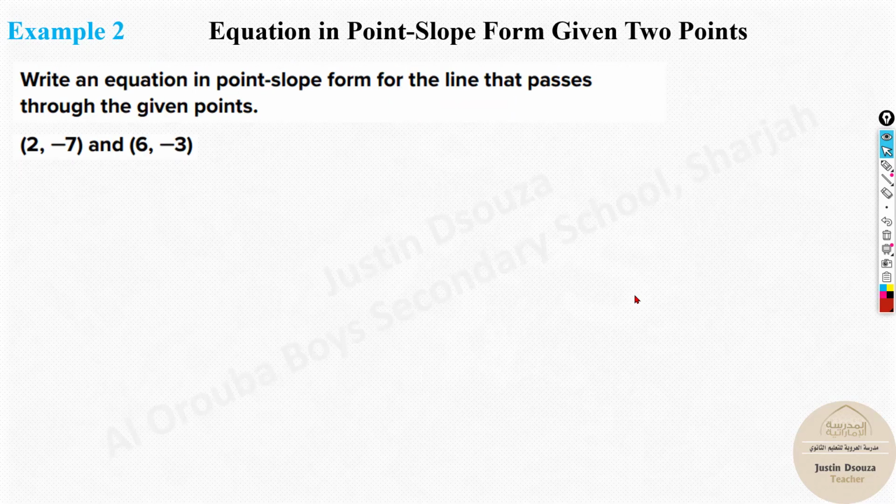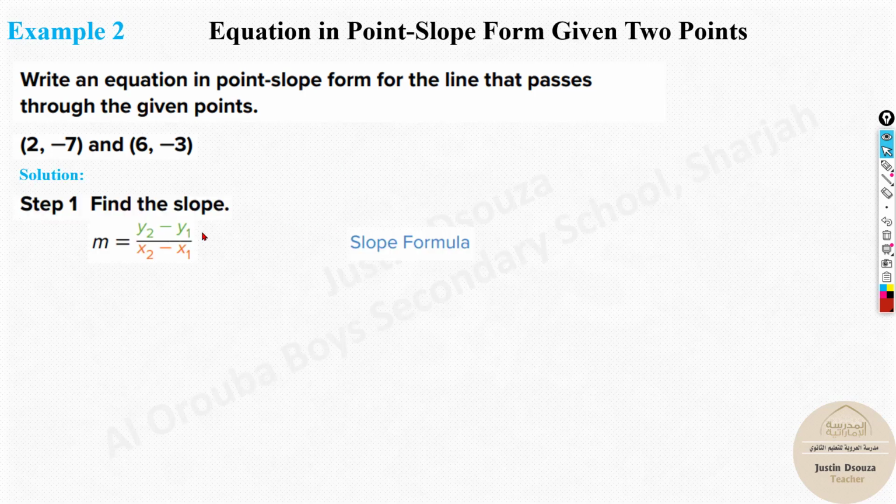Now we will look at the next problem. Here we have 2 points. We don't have the slope. What do we do? Let's quickly run through this problem. The only extra thing is the formula of m, y2 minus y1. Do you recall this formula, the slope formula? Step 1 is to find the slope.